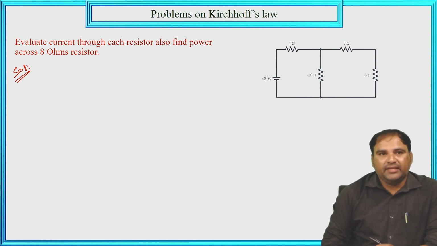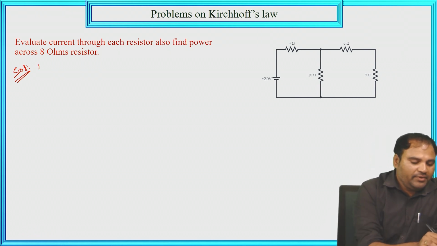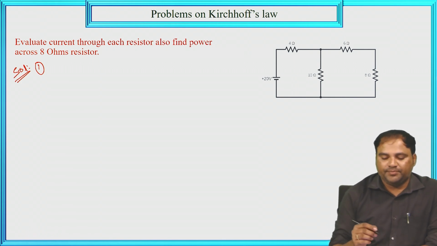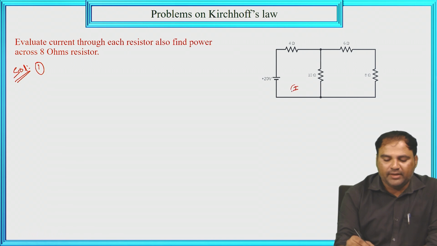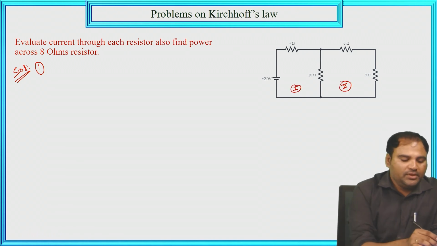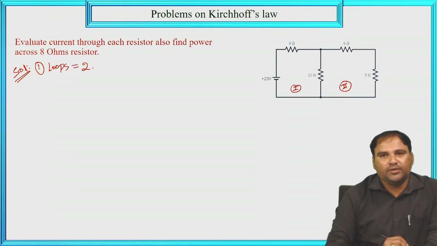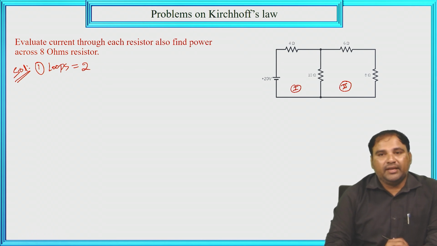Step number 1 is, first of all, we need to find out the total number of loops in the given circuit. So we are having 2 loops here. This is loop 1 and this is loop 2. So the number of loops is 2, and the required currents are 2 only, that is I1 and I2.